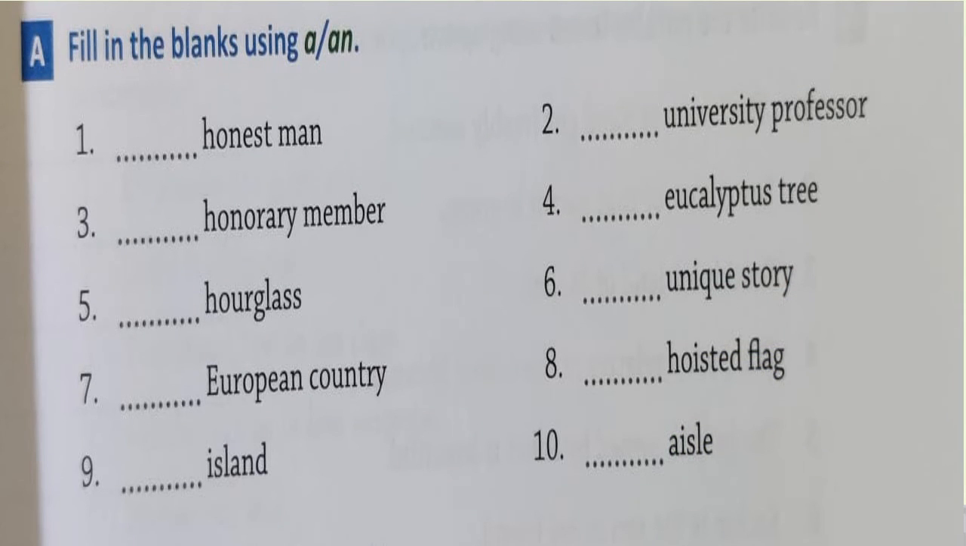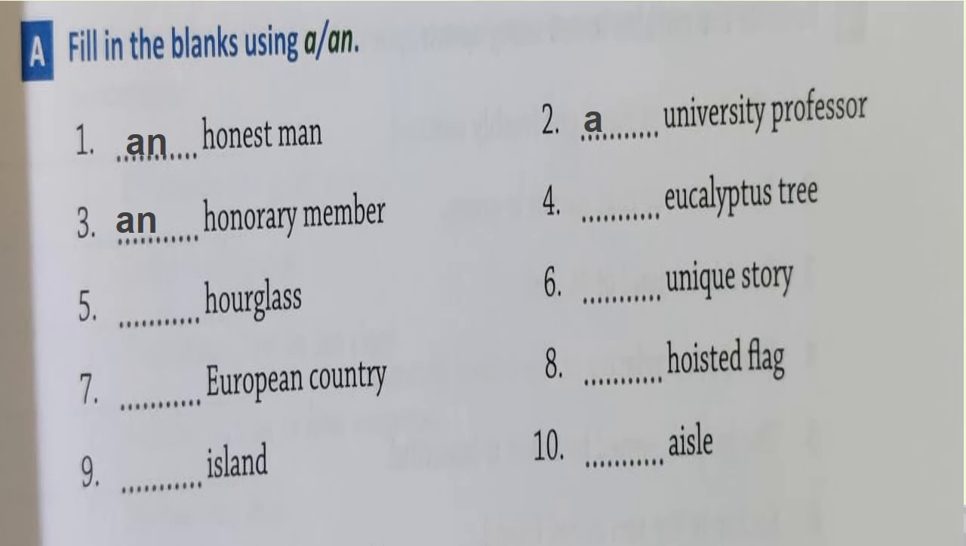Let us go to page number 91. Now exercise A was your homework. So let's check the answer whether you have written correctly or not. Fill in the blanks with a or an. Number 1, an honest man. Number 2, a university professor. Number 3, an honorary member.